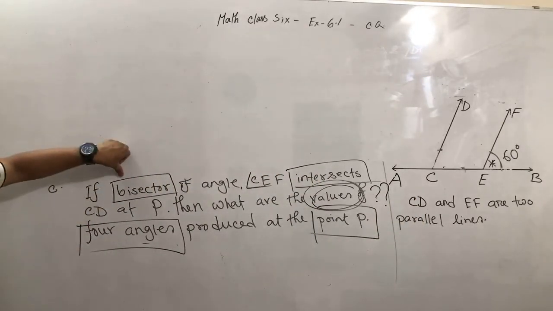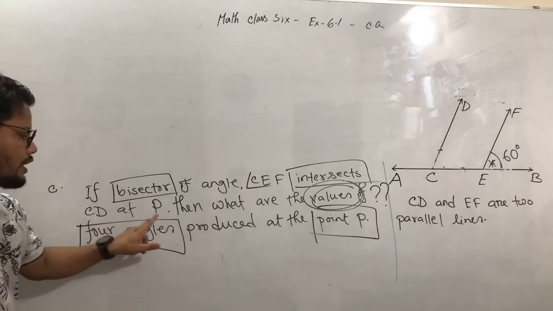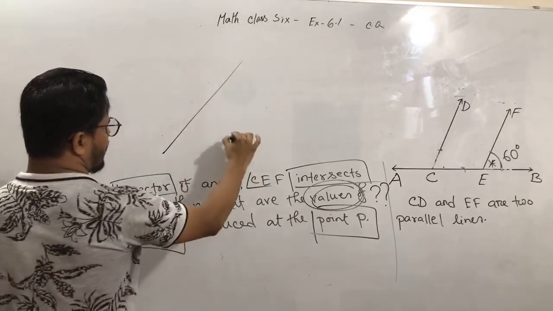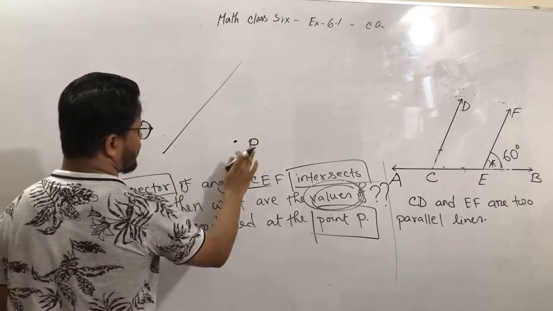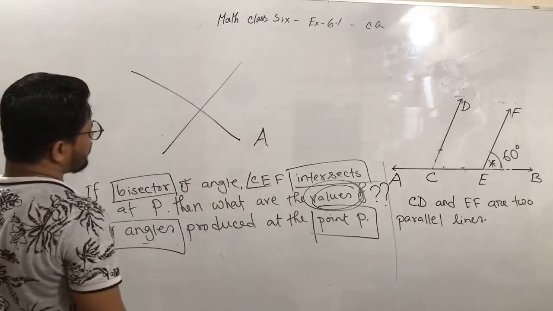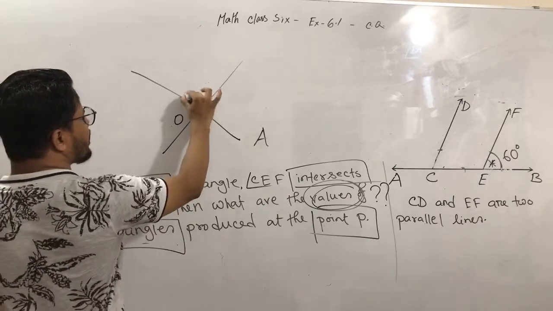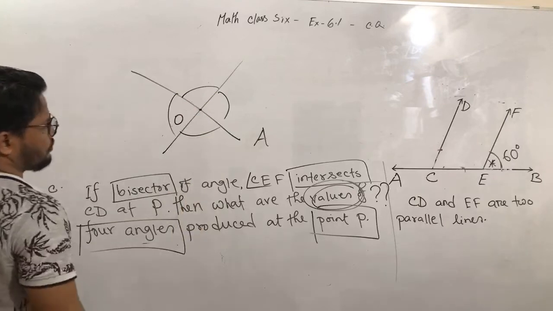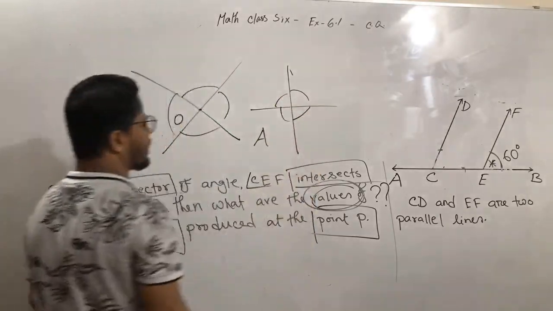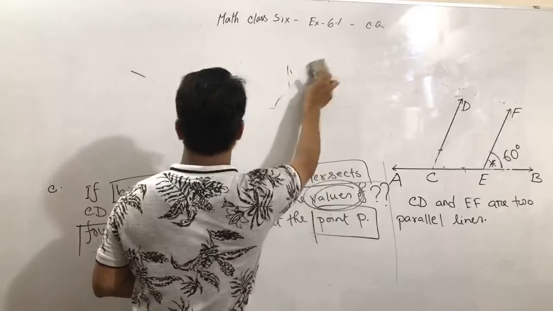The first information: the bisector of the angle, and you have to find the bisector of the angle which intersects CD at the point P. Like, if we see here a line, if this is a point P, or we can mention here the point A. If we draw a line here which intersects the previous line at the point O, how many angles do we see here? 1, 2, 3, 4. When two lines intersect each other, we see four angles produced at the intersecting point. By using this concept, we will answer these questions.